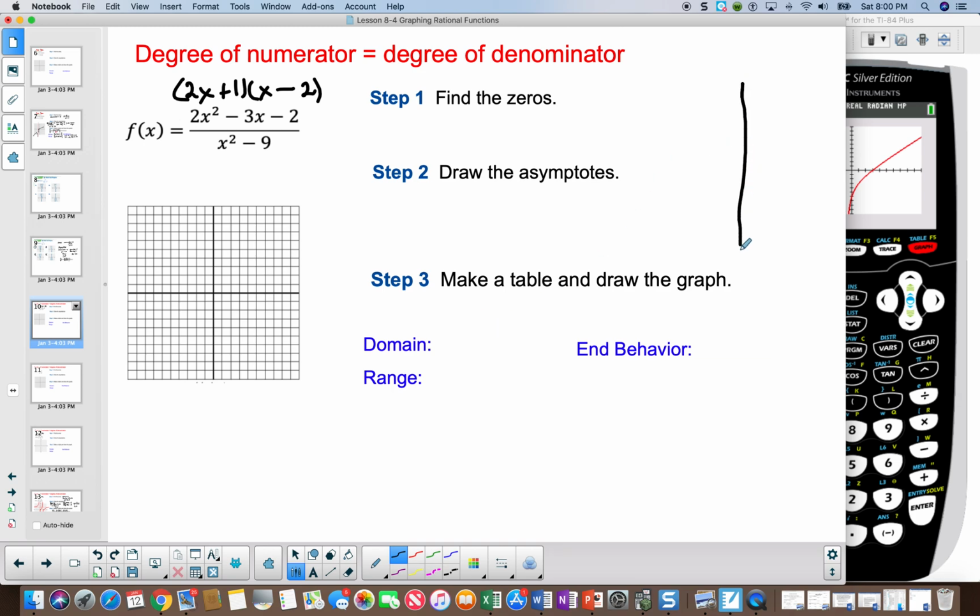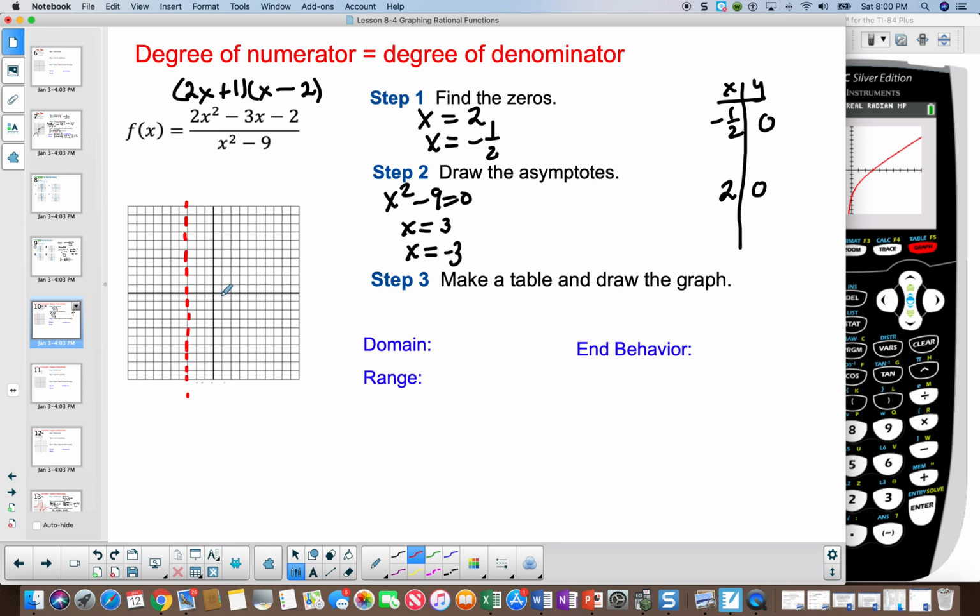I'm going to put a little table here right next to it, x, y. So I know when x is equal to 2, I'm going to get a 0. And when x is equal to -1/2, all I'm doing is setting this equal to 0. So at -1/2, I am going to get a 0. Okay, I want to look at vertical asymptotes, and that's going to happen when x squared minus 9 is equal to 0. And I know that's going to happen at x equal to 3 and x equal to -3. So I'll go ahead and put those asymptotes in. That's a vertical asymptote, 1, 2, 3. Here's my other vertical asymptote.